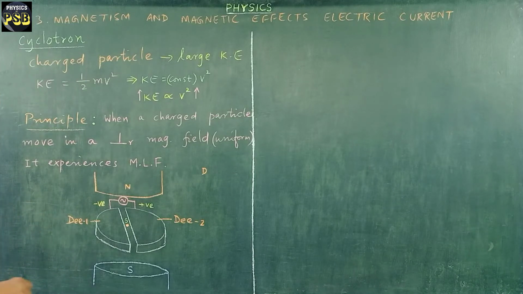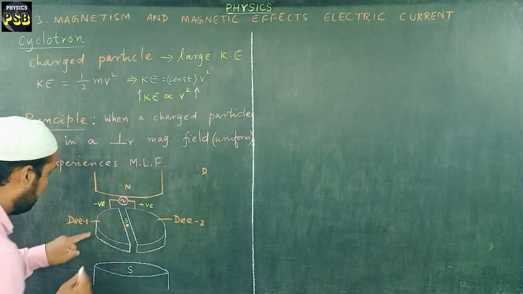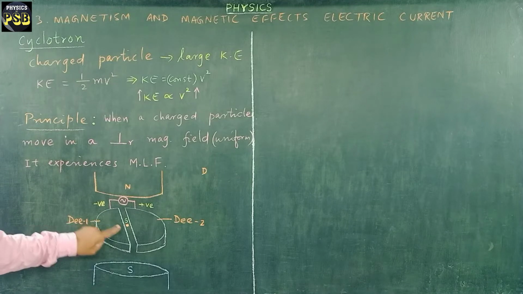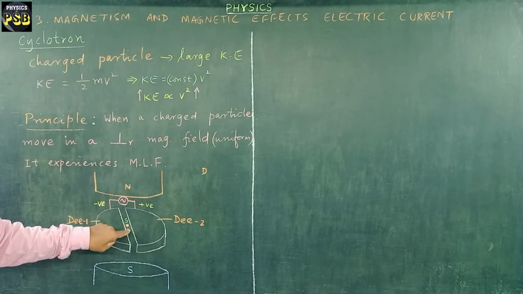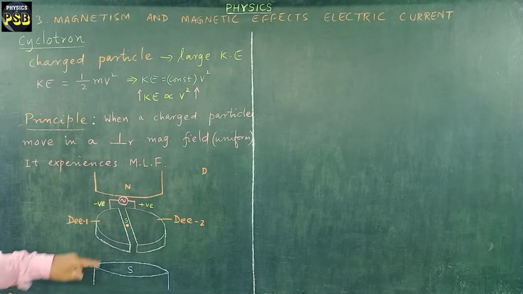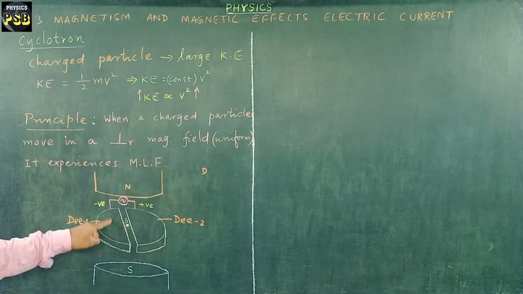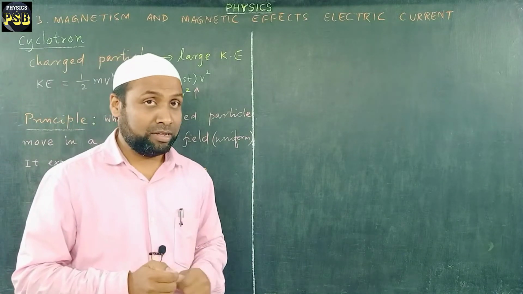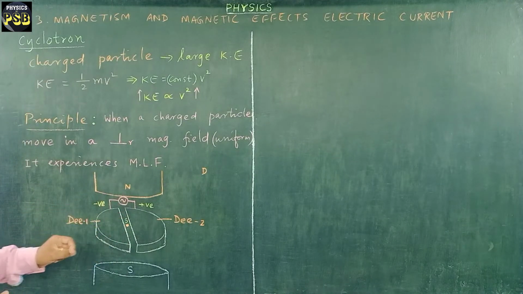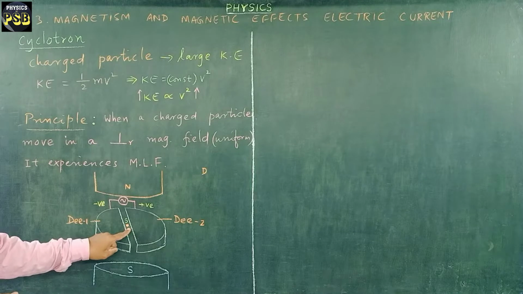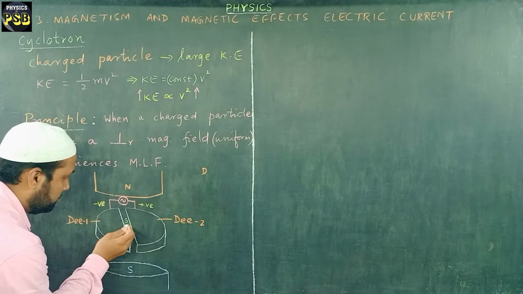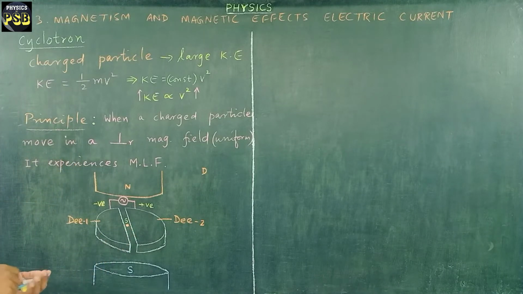Now, at any instant, if D1 is at a negative potential, that is why I have mentioned it here as negative, and here we have a source of positive ion, what will happen? These positive ions will get attracted towards D1. We know opposite charges attract and like charges repel. So because of opposite charge, these positive ions get attracted towards D1. They just move in this manner.